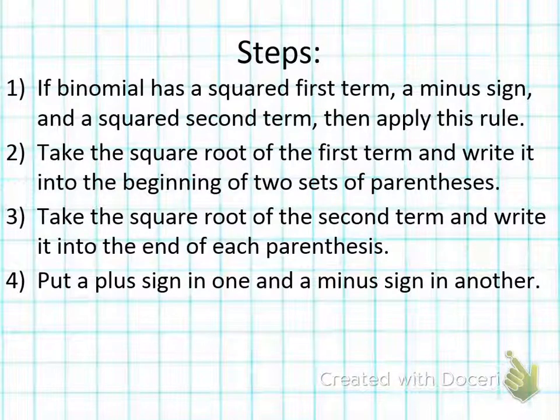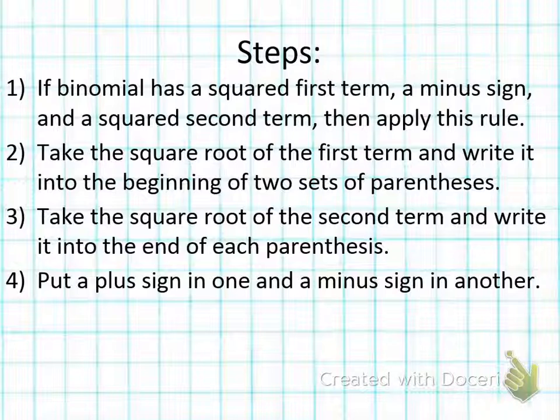So here are our steps. First of all, we want to make sure that we can apply this rule. In order to do that, we have to have a binomial with two terms where the first term is squared, then we have a minus sign, and then a squared term after that. Okay, so two terms, both of them are perfect squares and a minus sign in between them.